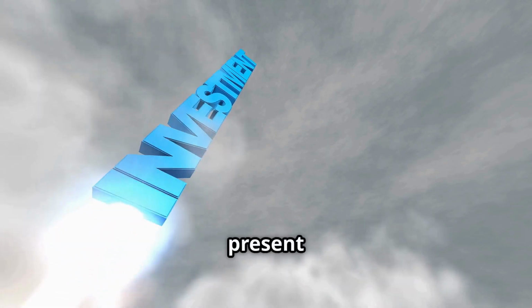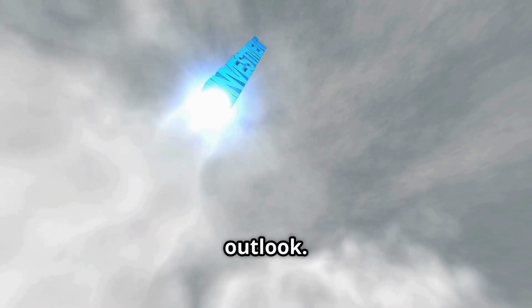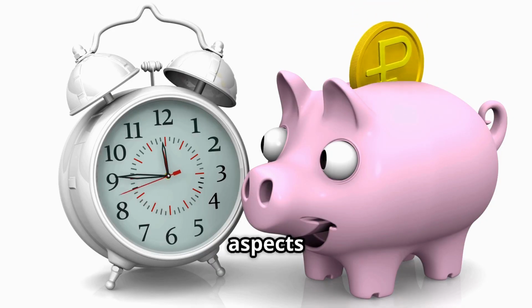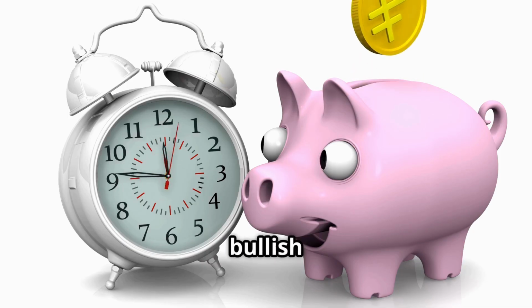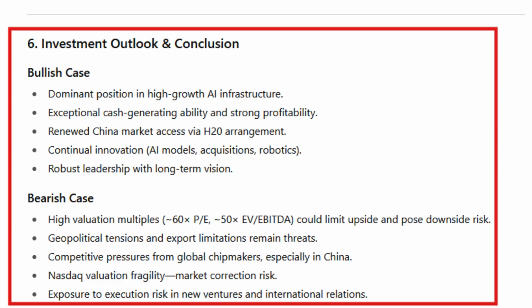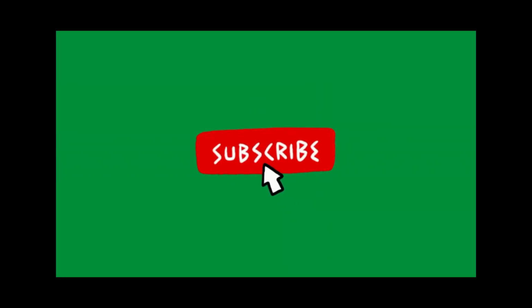Finally, we present the company's investment outlook. Here, two key aspects must be noted: the bullish and the bearish signals. These indicate the overall nature of the stock and are important factors in finalizing an investment decision. Now you've learned how to use ChatGPT for fundamental stock analysis.